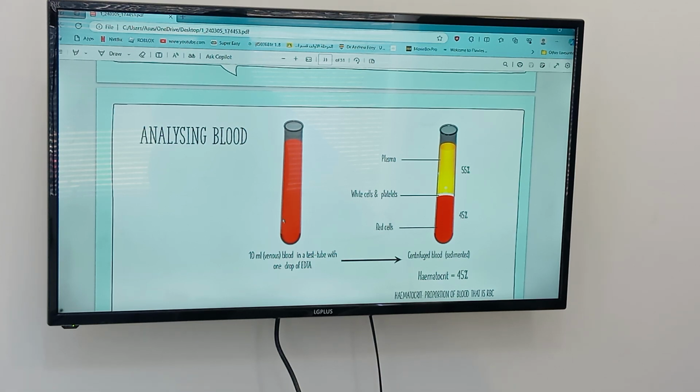The tube should be provided with either EDTA or heparin. Why? To prevent the blood from clotting.